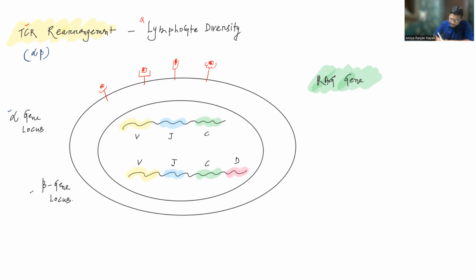So if you see the alpha gene, this is the alpha gene locus. It will have various gene clusters. These are named V, J, C. Some of the DNA clusters are known as V DNA clusters. V means variable, J means joining, C means constant, D means diversity.